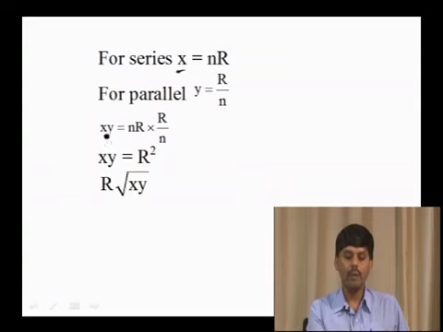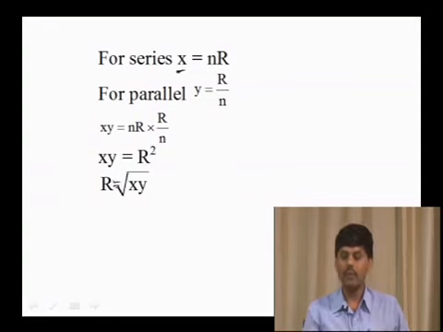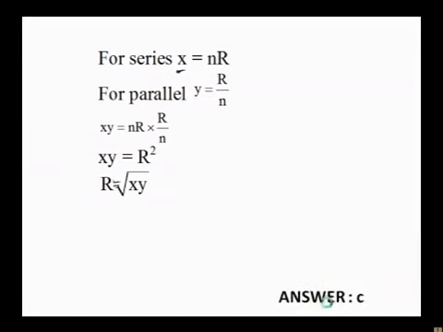If you multiply x and y, you are getting nR into R by n. n gets cancelled, xy is equal to R square. We want the value of R, therefore R is equal to root of xy. Therefore, the correct option for this is C. This is the correct option.